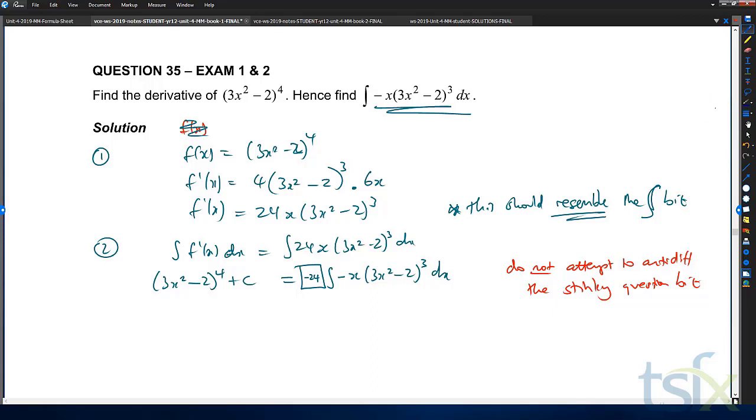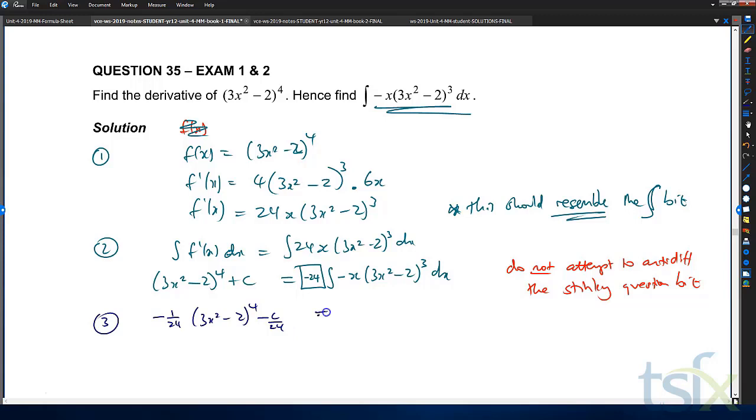So isolate: divide both sides by neg 24, which brings up one nice little question. So I'm going to get neg 1/24th of 3x squared minus 2, to the power 4. And what do I do here with this pesky c? A couple of options here. I can write this as neg c on 24 as well if I like. You can do that if you really want to.